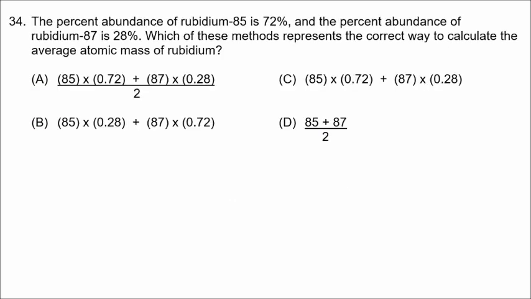For number 34, you already know how to do a weighted average. It is not A. We don't do that math and then divide by 2. The problem with B and C is that one of them multiplied 85 times 0.72, which is correct. The other one multiplied 85 by 0.28, so it got the percentages backwards. And clearly D is not the way to do a weighted average. So the correct answer is C, based on the weighted average calculation.